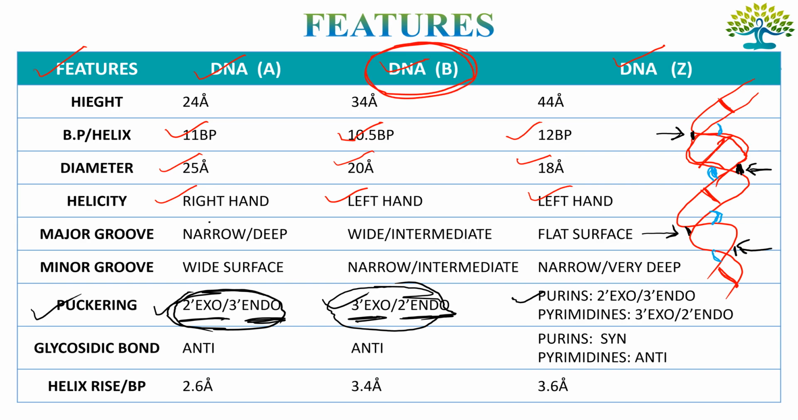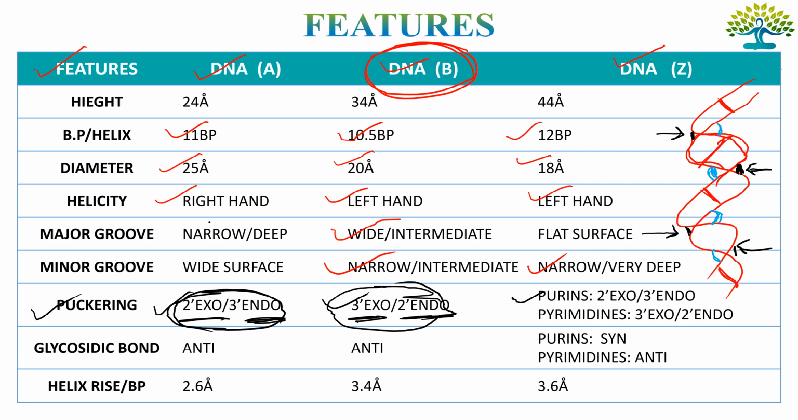In B, the major groove is wide and intermediate, while the minor groove is narrow and intermediate. So you just have to remember two terms, wide and narrow. Okay, wide and narrow intermediates. Then for Z form, it is narrow and very, very deep. Okay, this was left somehow by me, so sorry for that.